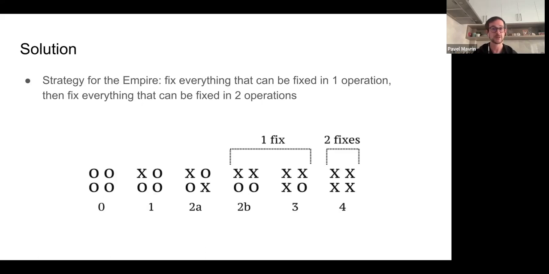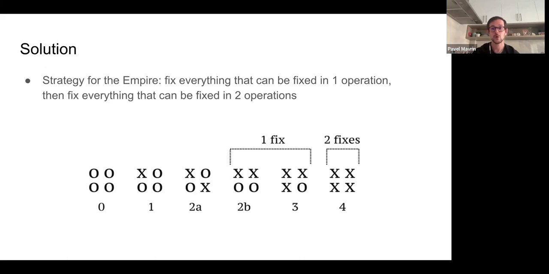So if you want to maximize the number of machines you fix, then you will first fix all the machines that can be fixed in one operation, and then fix all the machines that can be fixed in 2 operations, if you have any operations left. That's what the second player will do.